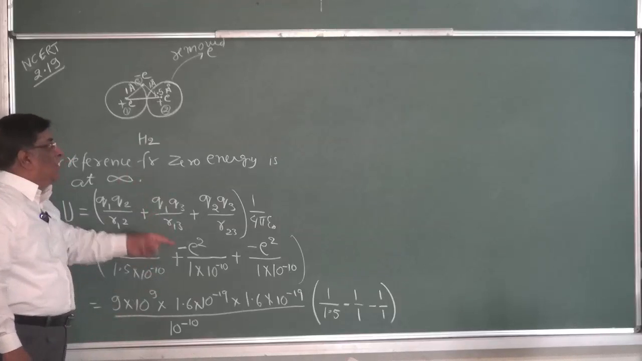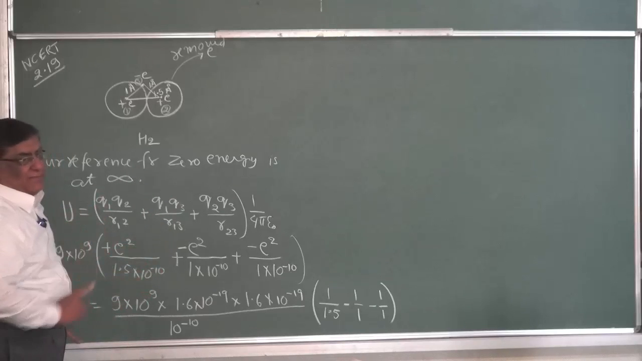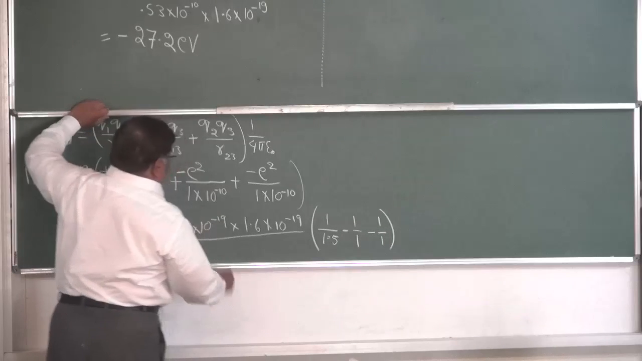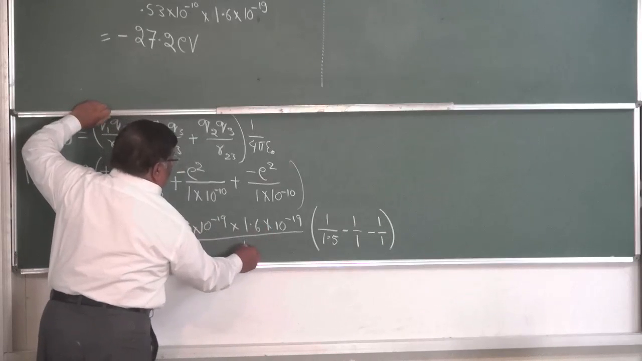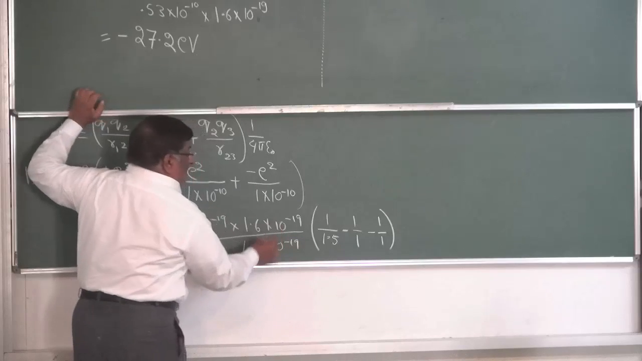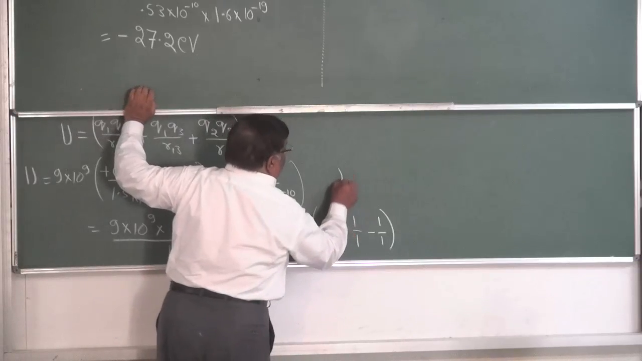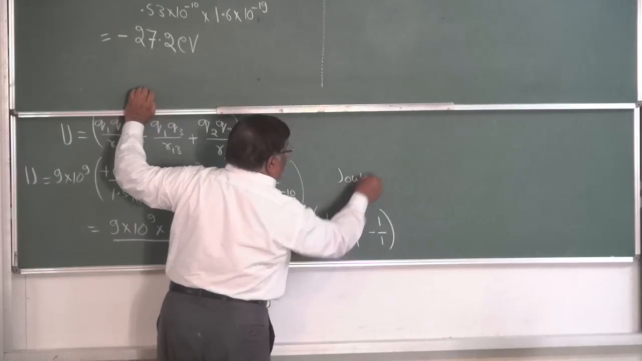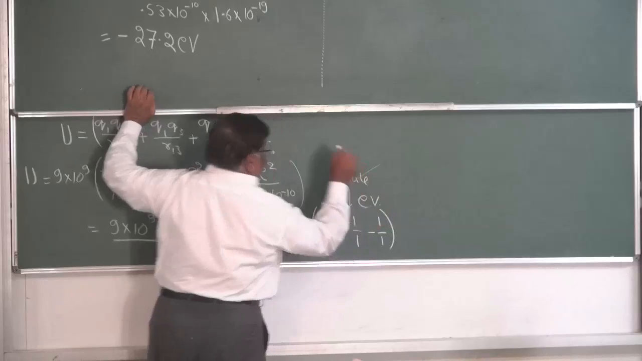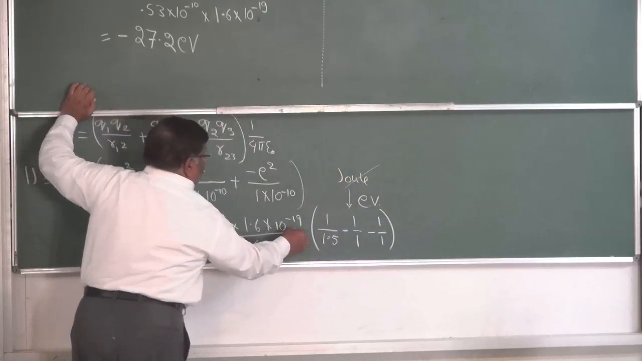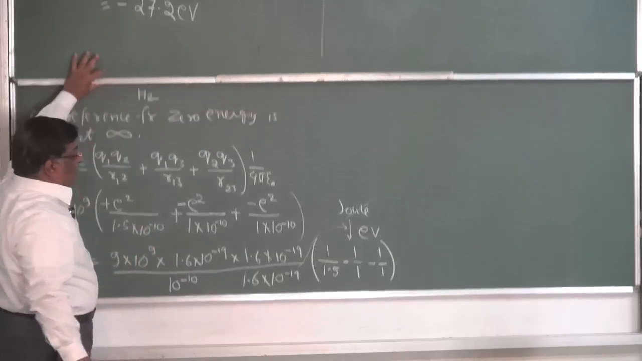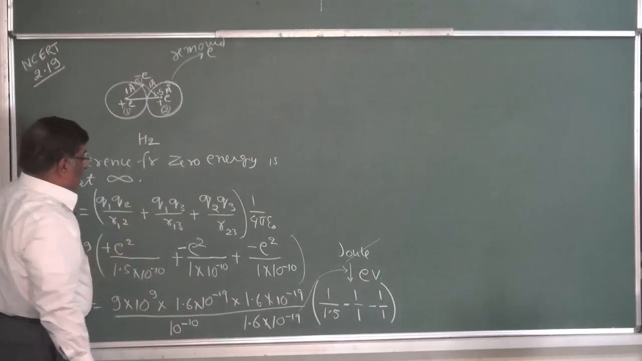How to convert joule into electron volt? We do it by dividing by 1.6 into 10 to the power minus 19. So if we divide by this, earlier it was joule and now this will convert to eV. By doing this we have converted into eV. So our answer will be in eV.